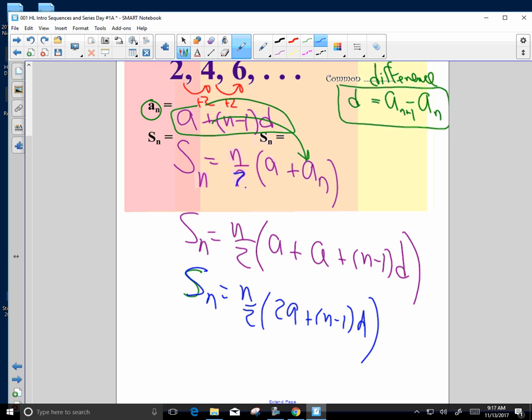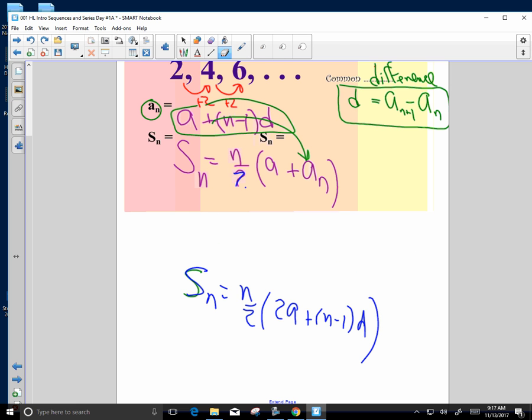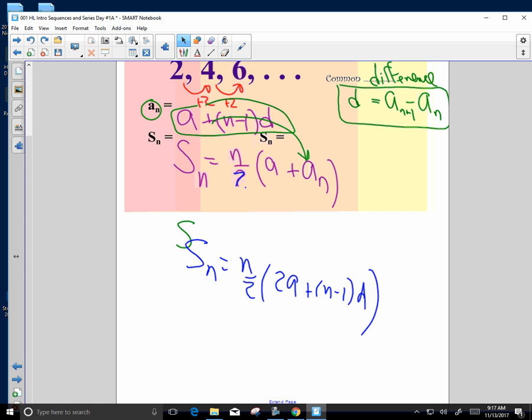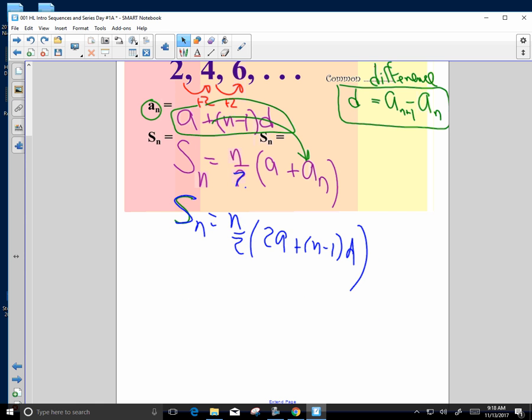And so these are your arithmetic. They have to have a common difference to work. Oh, let's look at this one. What's the sum of an infinite number of terms in an arithmetic?